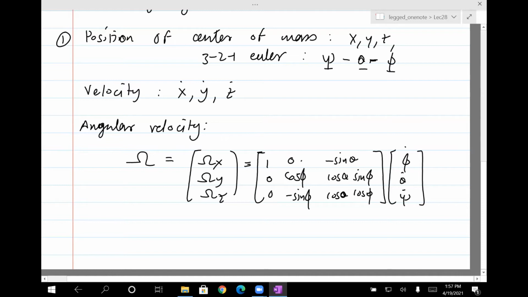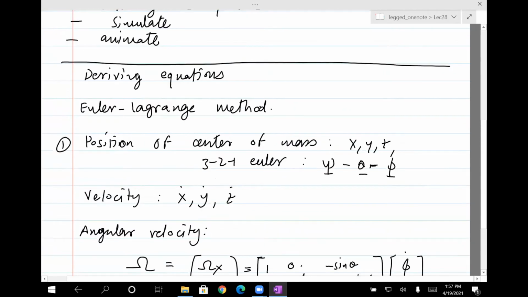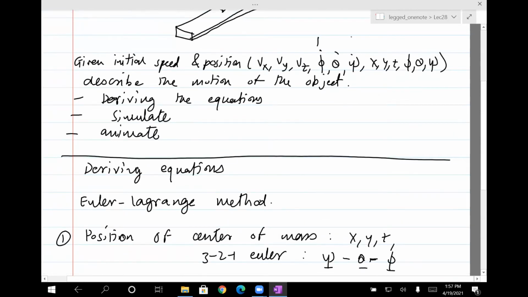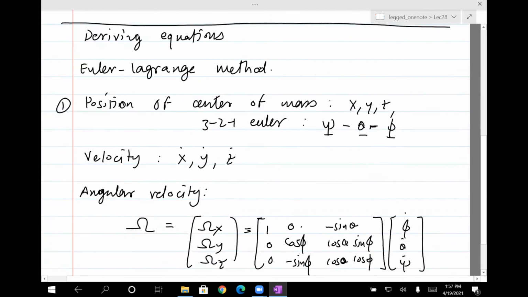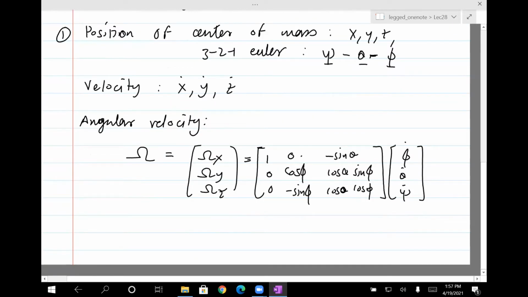Given the Euler angles, and given the rates phi dot, theta dot, psi dot, which are going to be given to us at the start, we can actually find the angular speed. So that's not a problem. This is what we did just a few minutes back.